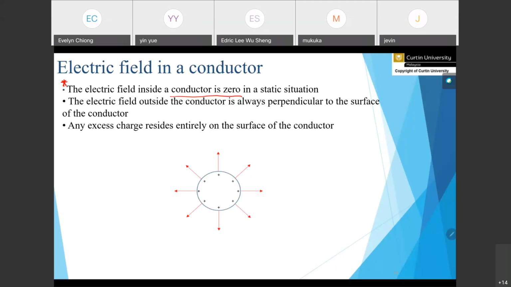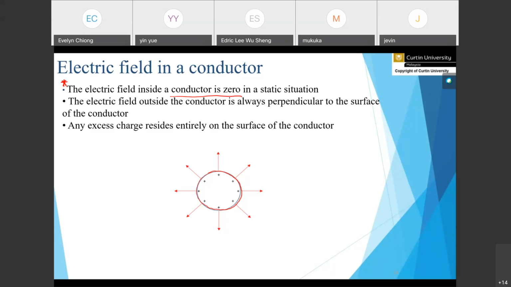So let's say you look at this, this is like a circle, right? Outside, your surface is the circumference. Then you see the electric field is always perpendicular, 90 degrees, pointing radially outward. And any excess charge will reside entirely on the surface of the conductor. This is a very important discovery, because the information that the electric field inside a conductor is 0 can be used in different applications, especially to protect humans.